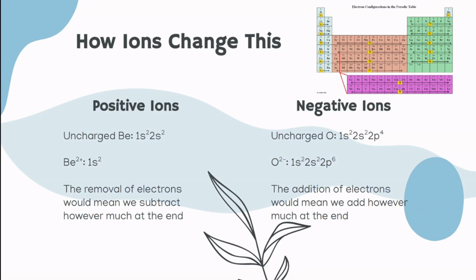So oxygen normally is 1s2, 2s2, 2p4, but oxygen with a negative 2 charge, we see 2p4 turning into 2p6, which is just adding 2 electrons onto it because the charge was negative 2. So the additional electrons would mean we add however much the charge is at the end. The same with beryllium, we just subtracted 2 electrons from whatever we had previously.